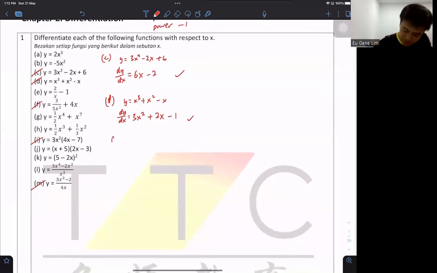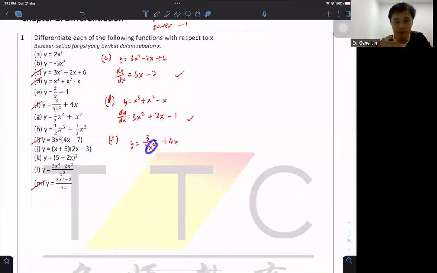Okay, F, you see, y equals 3 over 5x squared plus 4x. How to do this one? When the x is at the bottom part, you cannot differentiate, right? Remember, x at the bottom cannot differentiate.